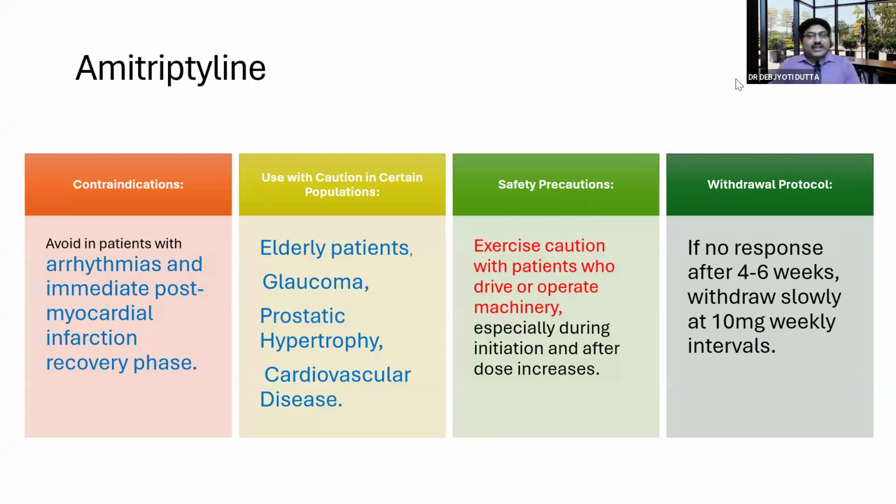Coming to the contraindication. As I told, gabapentin might cause arrhythmia, and the most common type of arrhythmia that is produced is the sinus arrhythmia. So it is contraindicated if the patient is having arrhythmia or is in the post-myocardial infarction recovery phase. You have to be careful in certain conditions like elderly patients, patients with glaucoma, prostatic hypertrophy, and cardiovascular disease.